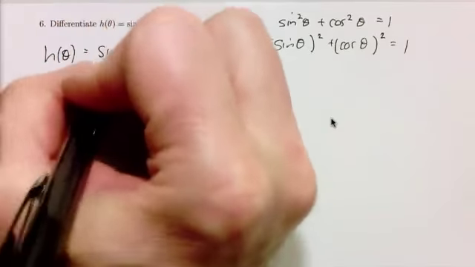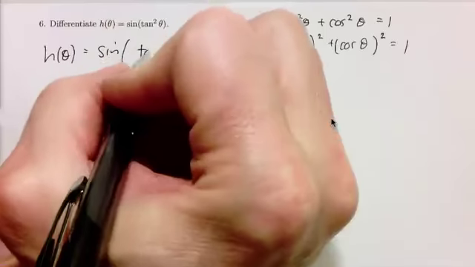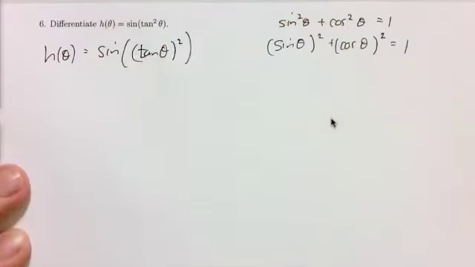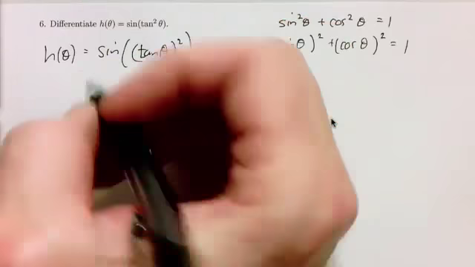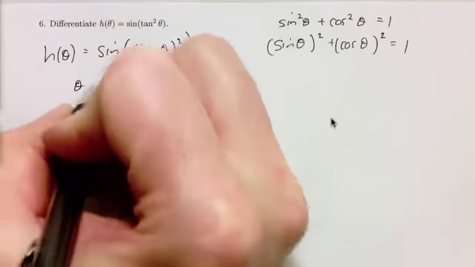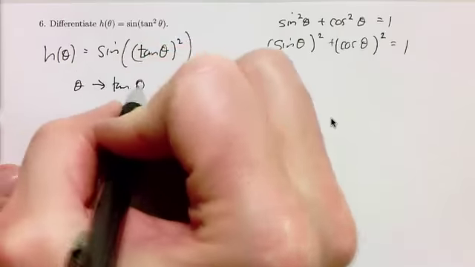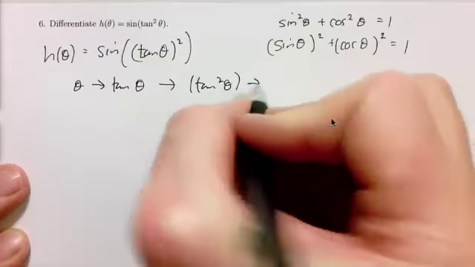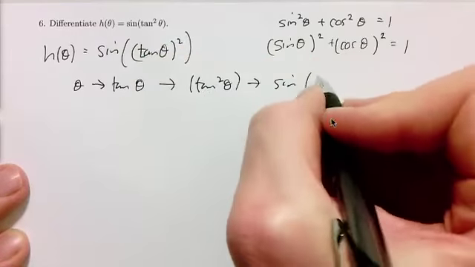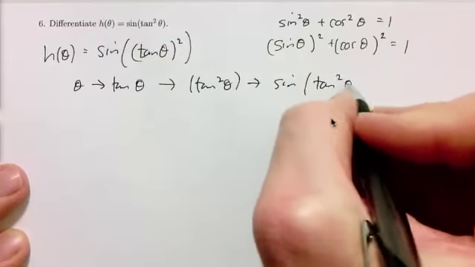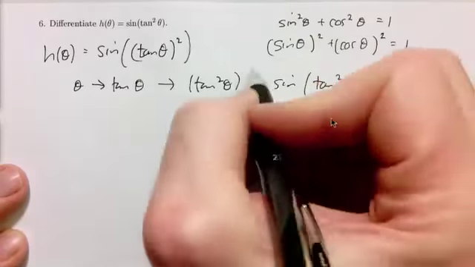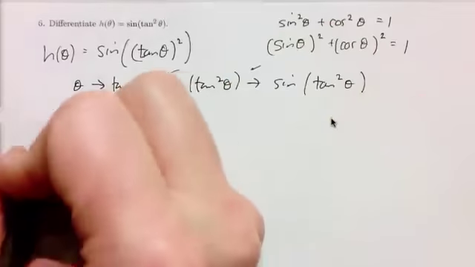We're going to take the sine of the tangent of theta squared. So this is a composite function. Theta gets sent to tangent theta, and then I square that result, and finally I give that to the sine function. Okay. So I'm going to need to do the chain rule a couple of times here.